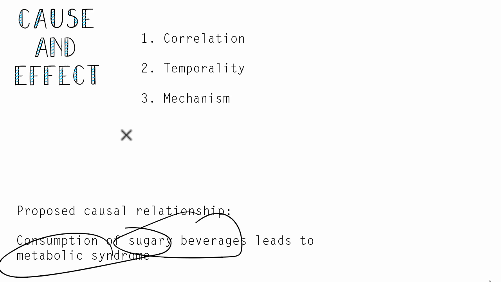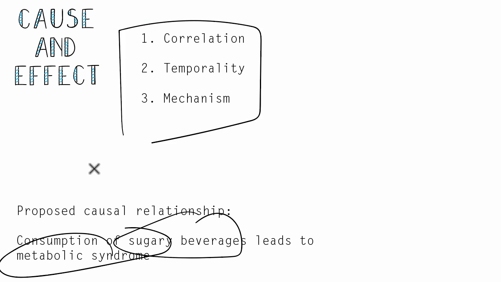So when we're talking about causal relationships, they need to have these three characteristics. And if any is absent, it's really going to throw the cause and effect relationship into serious doubt.